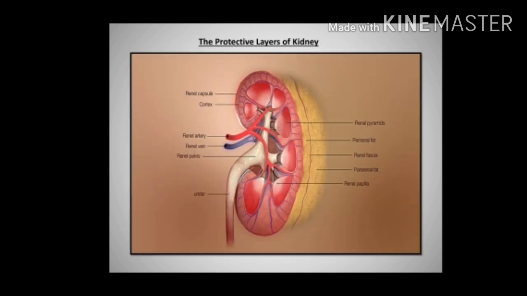In this picture you can see all the three protective layers of kidney. The outermost layer is known as renal fascia. The middle one is known as perirenal fat capsule, whereas the innermost layer is known as renal capsule.